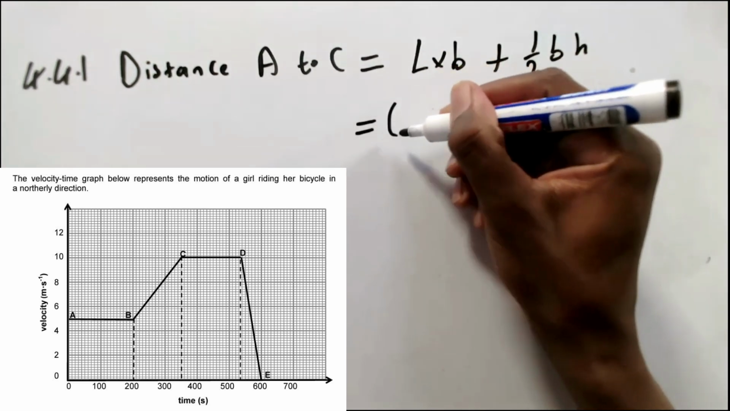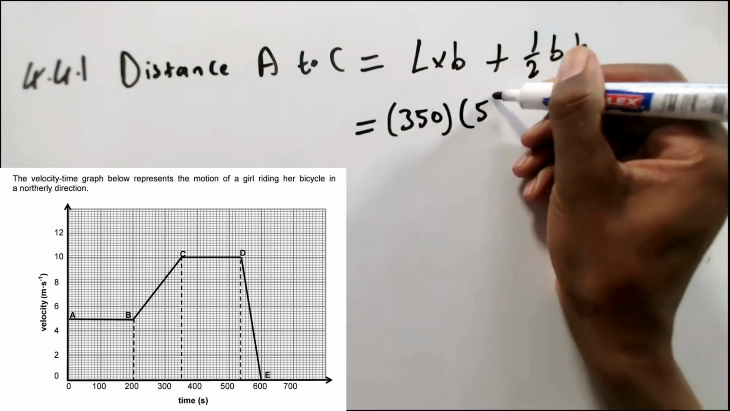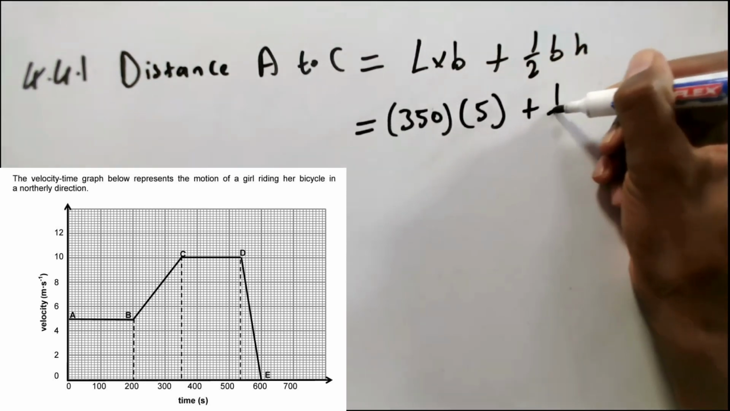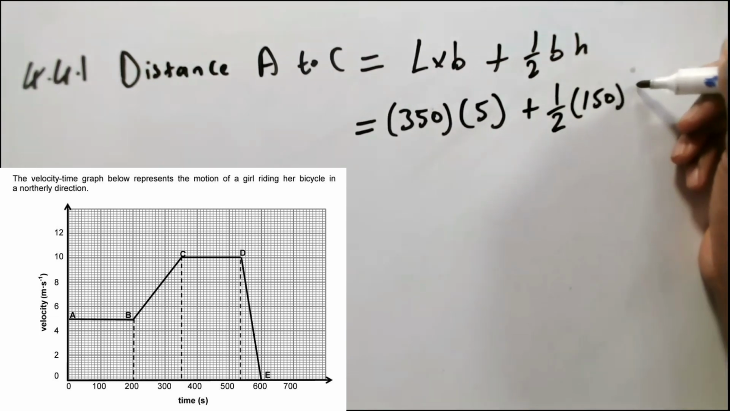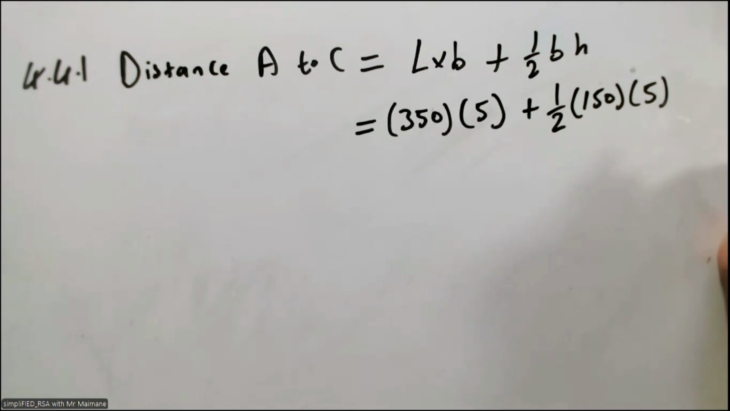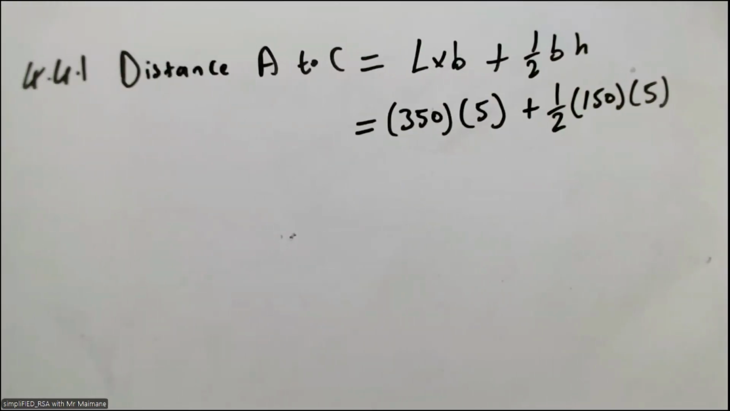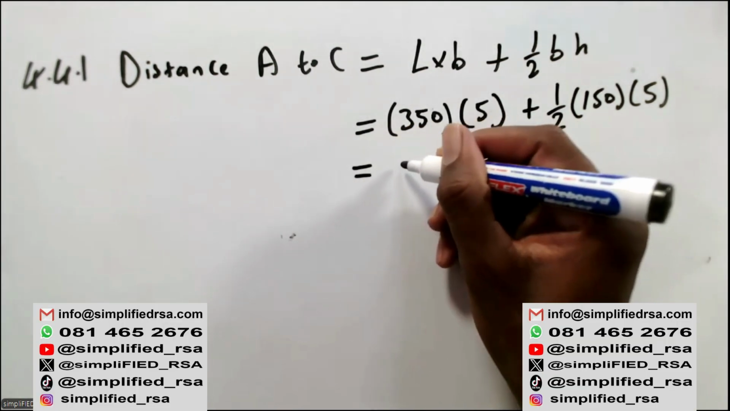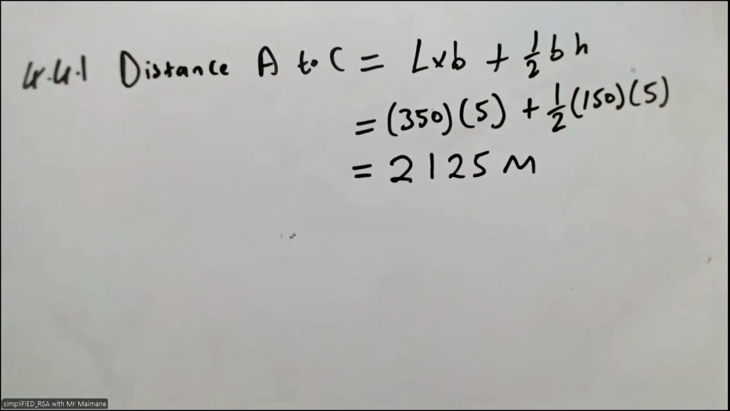Therefore, the length is 350 seconds multiplied by 5 meters per second, plus 1/2. The breadth is 150 as determined on the width of the triangle, and the height would be 5 as well. If I punch this on a calculator, I'll find that the distance covered is going to be 2,125 meters. So that would be the distance covered by the girl.